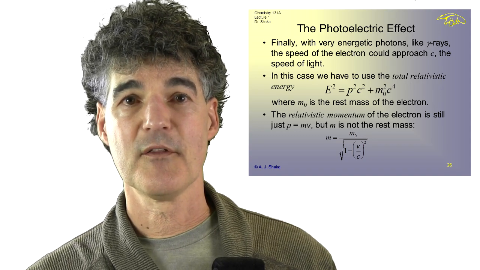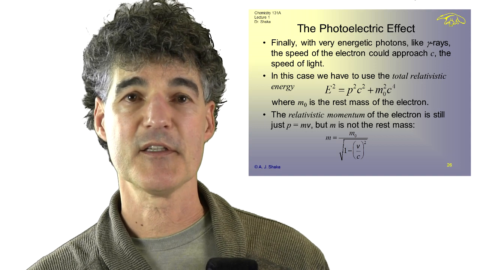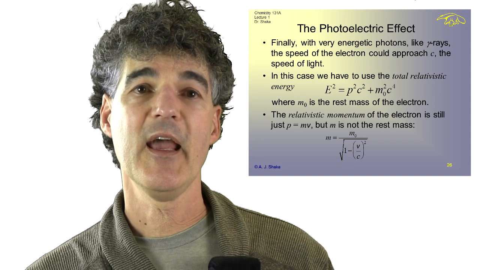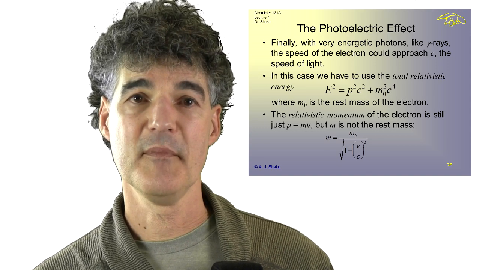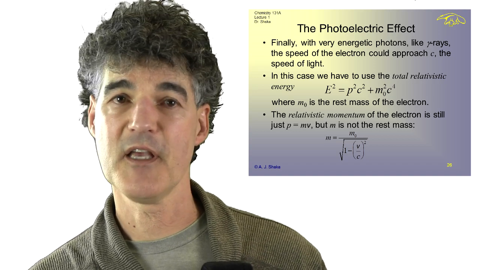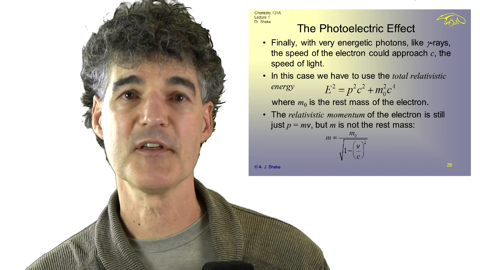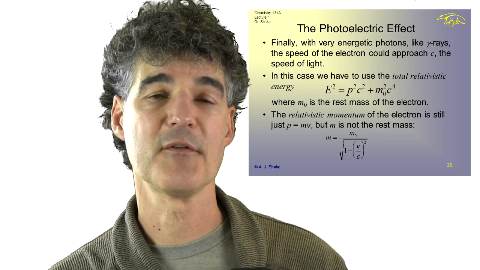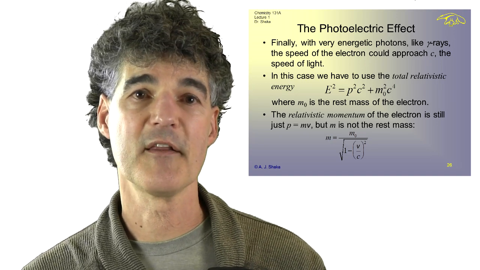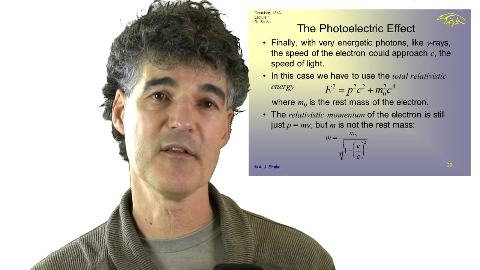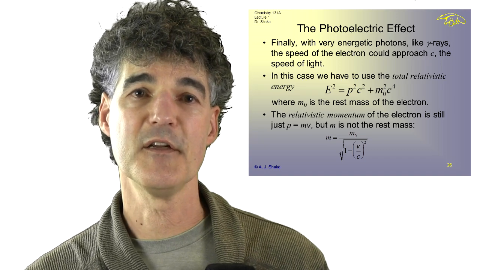M naught is just called the rest mass of the electron. It's the mass when it's not moving. And the relativistic momentum, P, is still just M times V, but M is not the rest mass, but rather gets corrected by this formula that includes the ratio of the speed of the particle versus the speed of light.